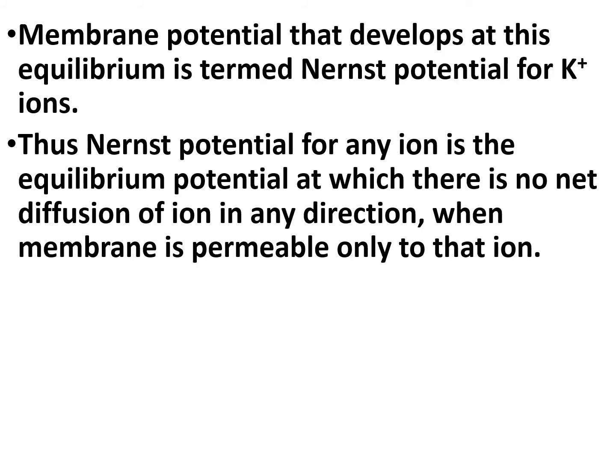The membrane potential that develops at this equilibrium is termed the Nernst potential for the potassium ions. Thus, the Nernst potential for any ion is the equilibrium potential at which there is no net diffusion of the ion in any direction when the membrane is permeable only to that ion.